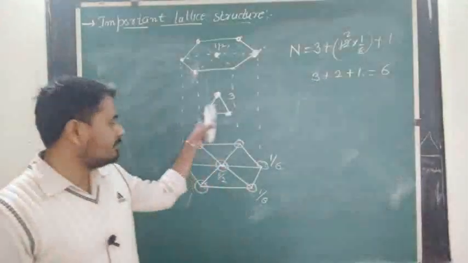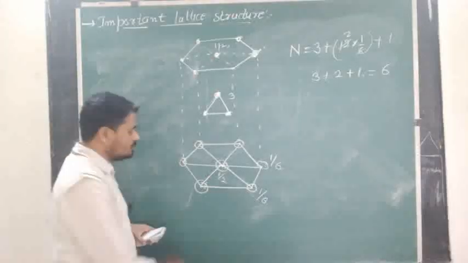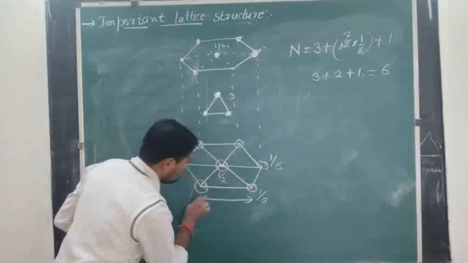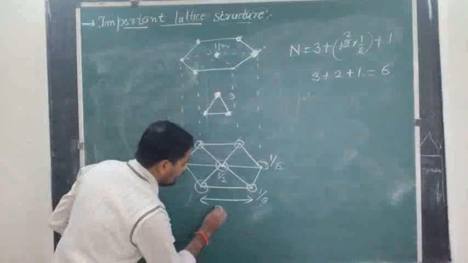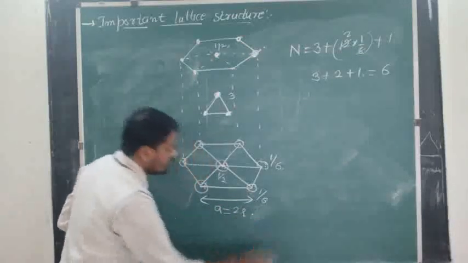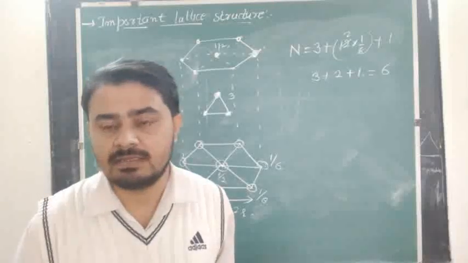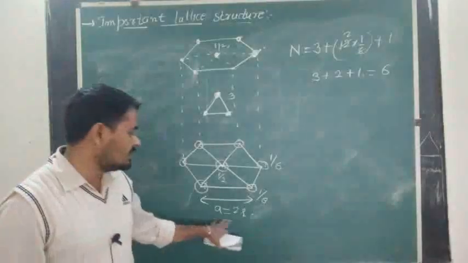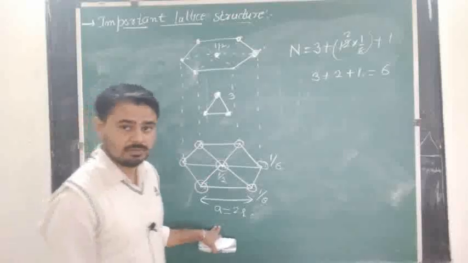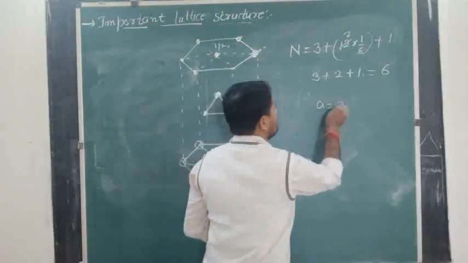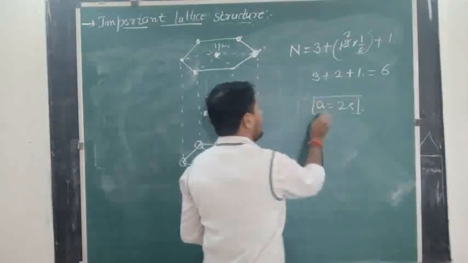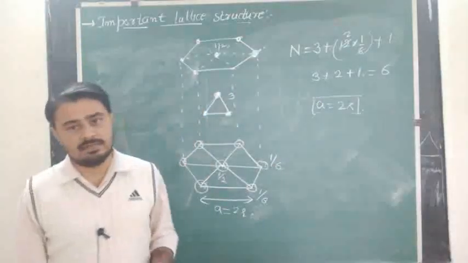One more thing is important. In this case, the corner atoms are again in touch with each other. That's why A will become equal to twice R, that means they are touching each other. This is the relation for length and radius of this atom.